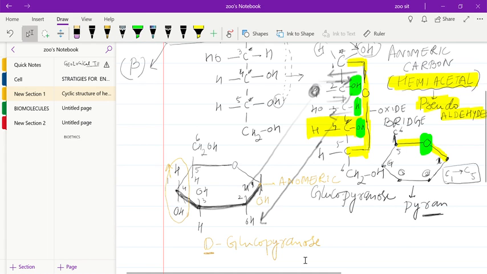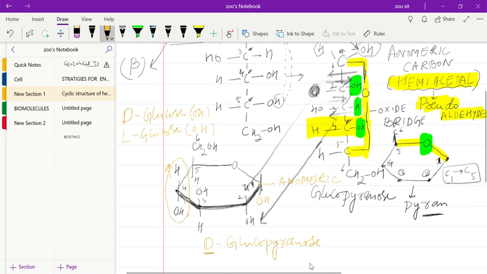L-glucose and D-glucose. So there will be two kinds of glucose, D-glucose and L-glucose. Suppose there will be D-glucose, and there will be another called L-glucose. So in D-glucose, at carbon number 4, OH is on the right side in the lower plane, and here the OH is present on the above plane. This will be called the D and L configuration.